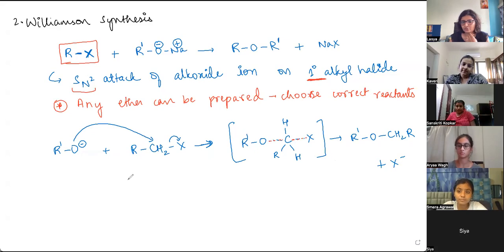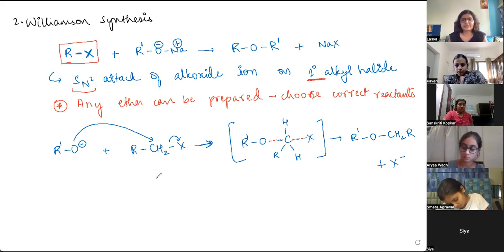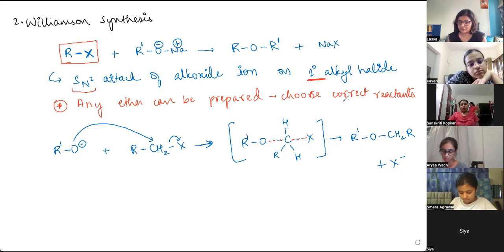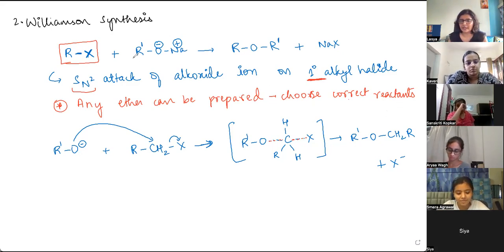And what have you written? Any ether can be prepared. With the previous method, the limitation was that you needed to use primary alkyl groups only. If you need a secondary or tertiary group on one side, that's not possible because then it's going to take the elimination route. You don't have that problem here as long as you choose the correct reactant. If you want a secondary or tertiary alkyl ether, just pick that particular alkoxide. Only your alkyl halide needs to be primary.